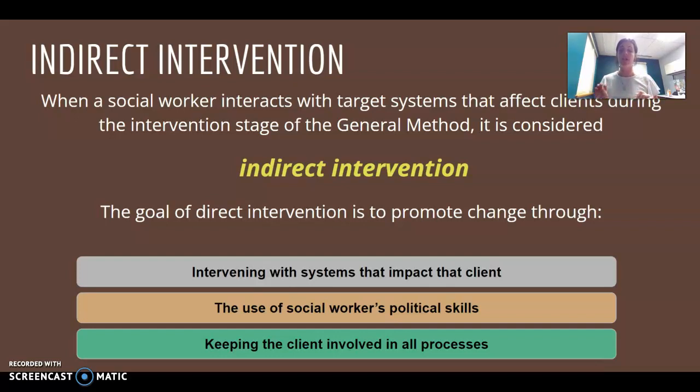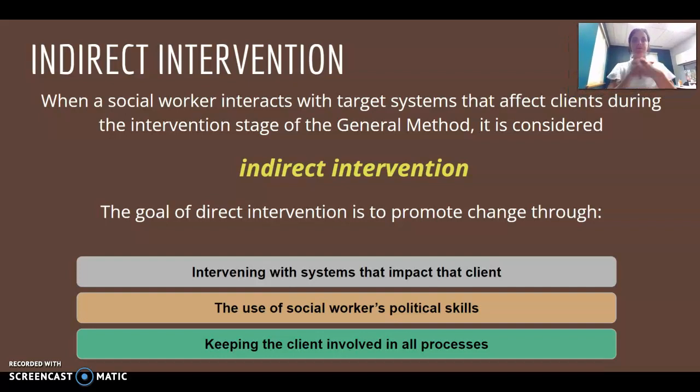So when a social worker interacts with target systems that affect clients during the intervention stage, it's considered indirect intervention. So it might be advocating for a policy change so their clients are able to receive services, or educating a bigger system. So it's just doing something that's not necessarily going directly to the client. And so it's promoting change just like any other intervention, but it's intervening with the systems that impact the client.